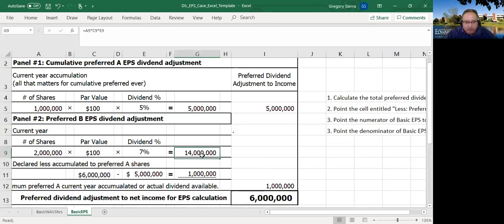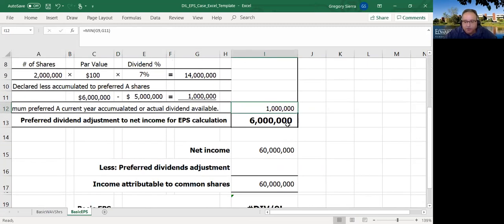Okay, so the non-cumulative get the minimum of what they could have possibly gotten. So if it had been more than 19 million, they would have gotten this 14 million, because it would have been 5 million to the cumulative preferred and then 14 million to the non-cumulative. But they only declared 6, so the cumulative got 5, and they got the remaining 1 million. So the total dividend adjustment is going to be 6 million. So we can just point to it there.